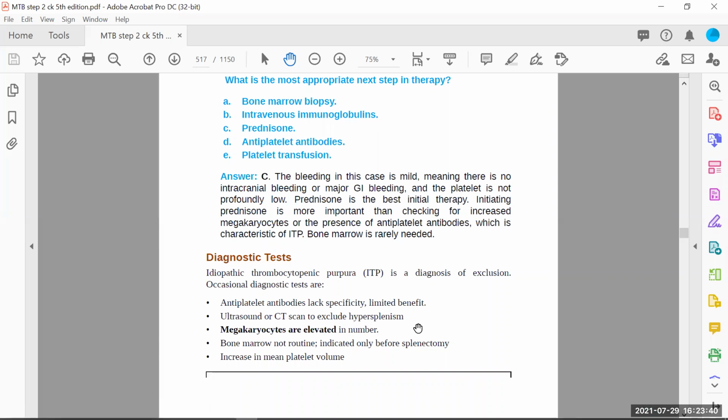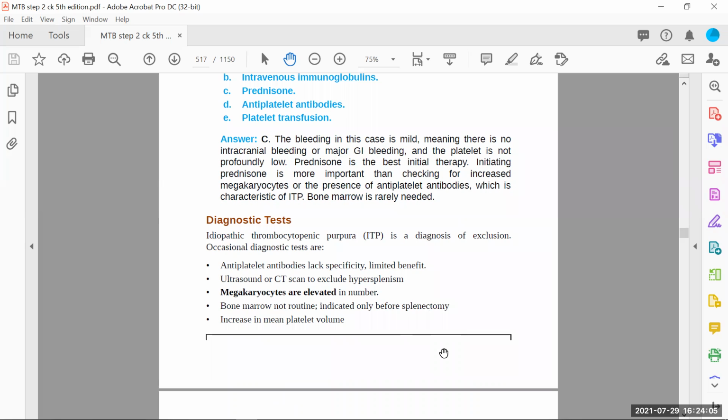Ultrasound or CT scan to exclude hypersplenism. Of course, we will see whether the spleen is working a lot here or not. That will give you a clue. On palpation, usually the spleen is palpable, but whether you want to see if there is hypersplenism or not, you can go for this testing. But usually we don't have this kind of finding. Megakaryocytes are elevated in number, but they are not coming into circulation at all. Bone marrow is not routinely indicated, only before splenectomy.